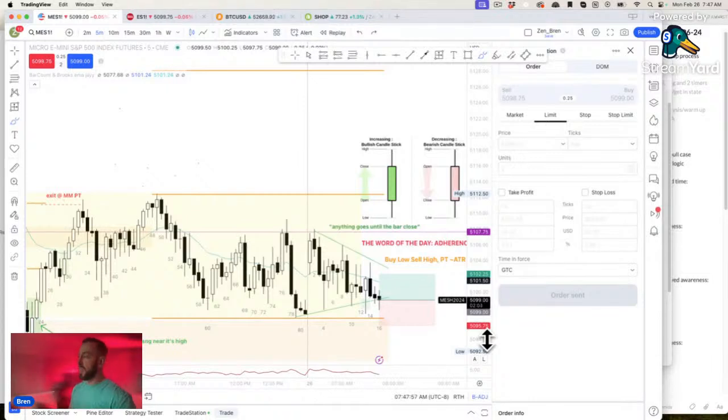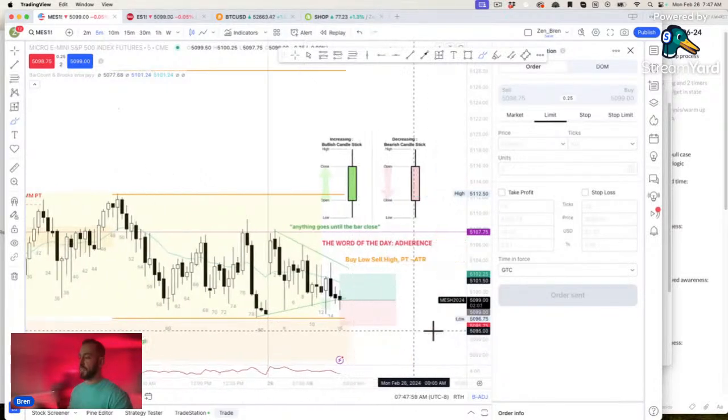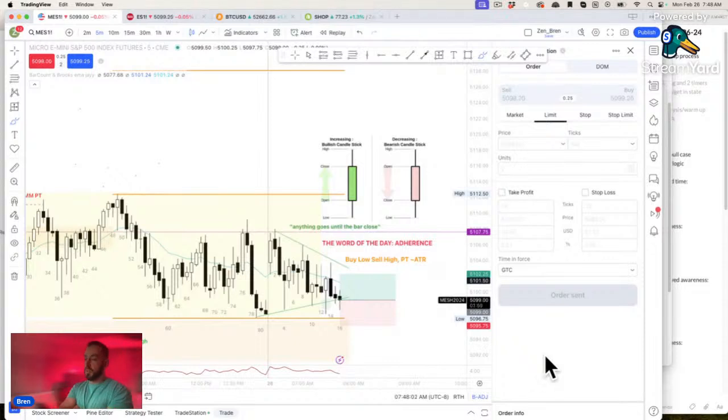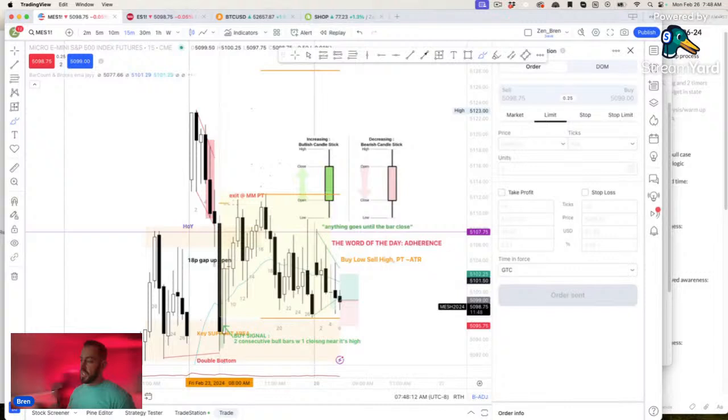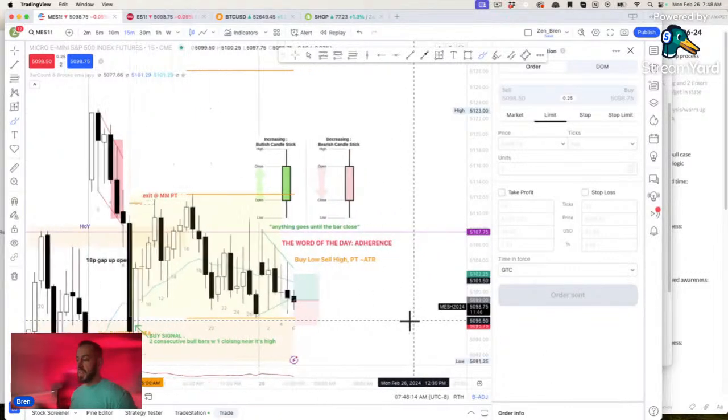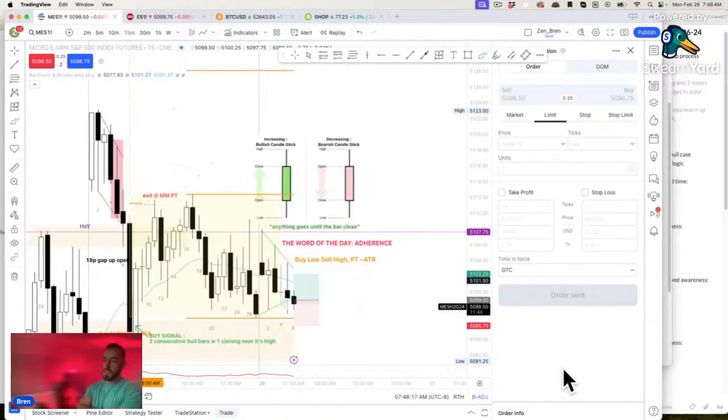Now, what's the word of the day? Adherence. So, as anxious as I am to participate, and as much as I want to actually take a trade and get in action here, I'm not. Switching to the 5-minute chart, easier to see things on a 5-minute.